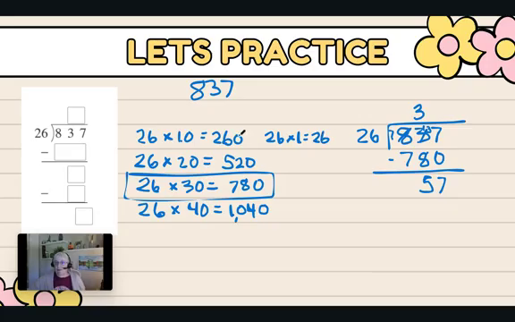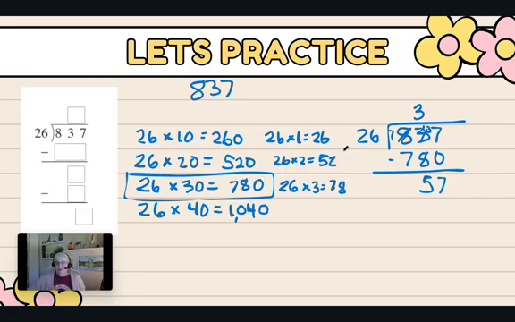Just take the 0 away. 26 times 2, well, we already did 26 times 20. 26 times 2 is 52. Wow, that is super close to 57. And I can look here at 26 times 30 to help me figure out 26 times 3. 26 times 3 is going to be 78, because 26 times 30 was 780, we remove the 0.